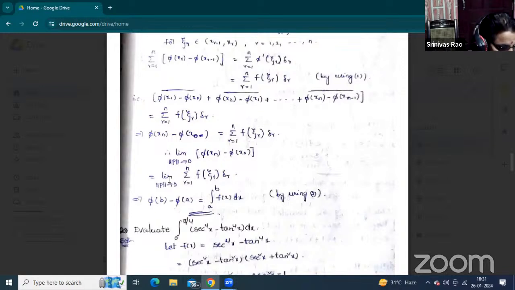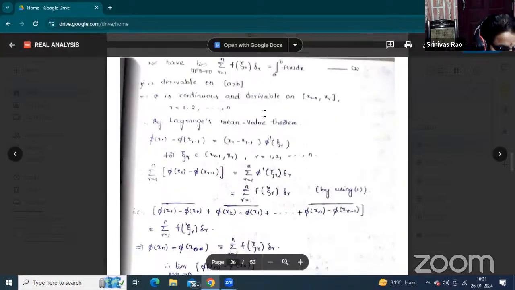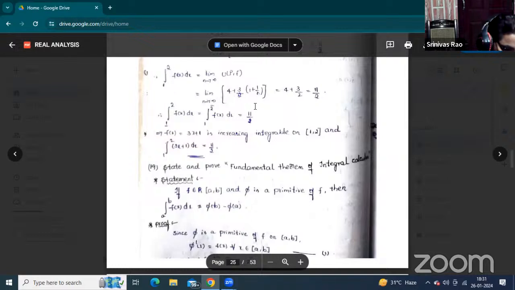So already we know the Riemann integrable definition; here we replace it with the Riemann integral a to b f of x dx. When the final point Xn equals b and the initial point X0 equals a, pi of b minus pi of a equal to integral a to b f of x dx. That is the simple theorem. This theorem is very important in the final examination. Now the theorem is the fundamental theorem of integral calculus.